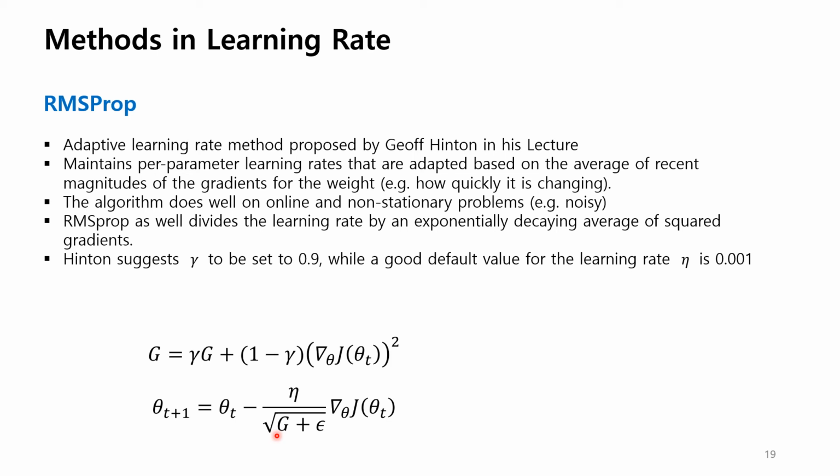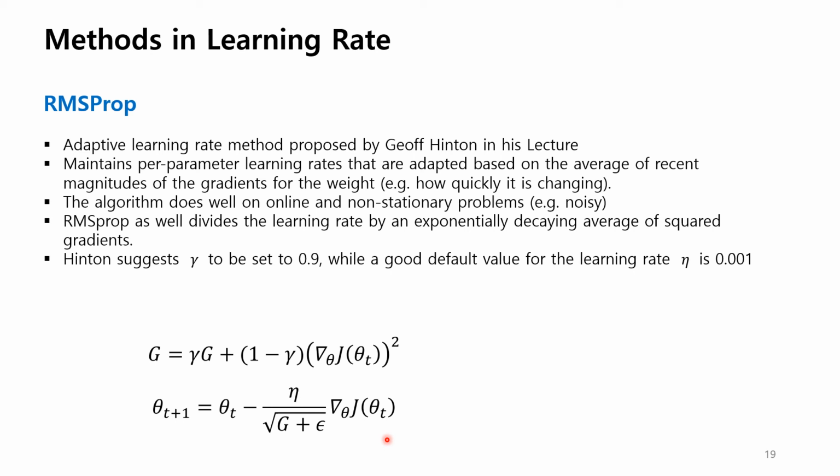That means this value of G keeps growing. It grows infinitely. Later on this G value becomes very, very high. In that case, when G is very, very high, this learning rate is almost zero, and then nothing happens here. So that is the problem of AdaGrad.